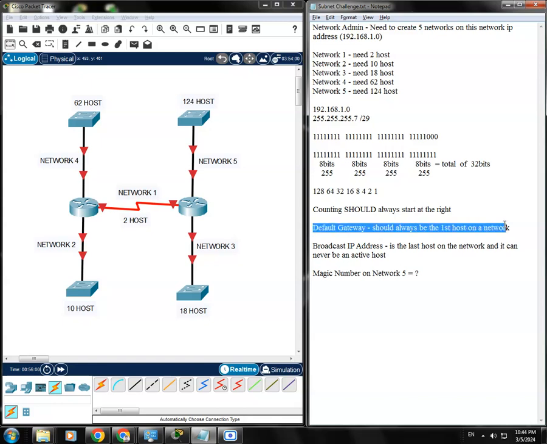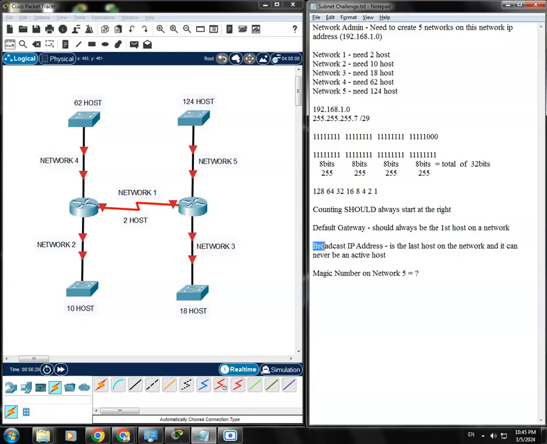Let's go in here. So for the default gateway, it says in here that it should always be the first host on the network, which is true. Well, you can use the second host or the third one as the default gateway. You can do that, but it is not recommended. You should always keep in mind to use the first host on the network for the default gateway.